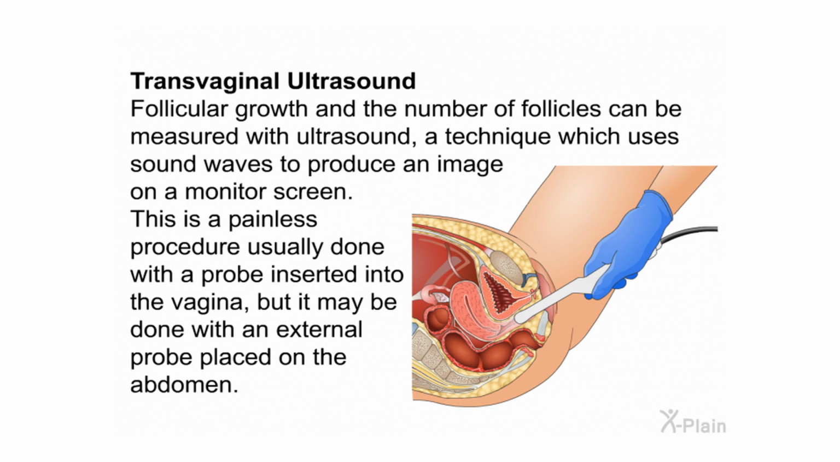Transvaginal ultrasound. Follicular growth and the number of follicles can be measured with ultrasound, a technique which uses sound waves to produce an image on a monitor screen. This is a painless procedure, usually done with a probe inserted into the vagina, but it may be done with an external probe placed on the abdomen.